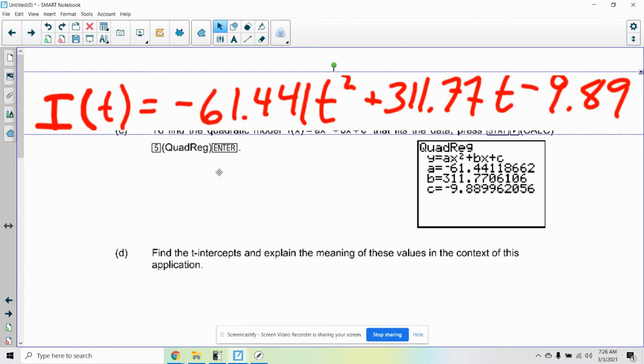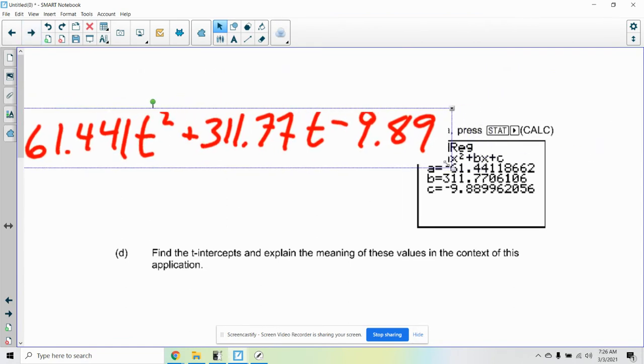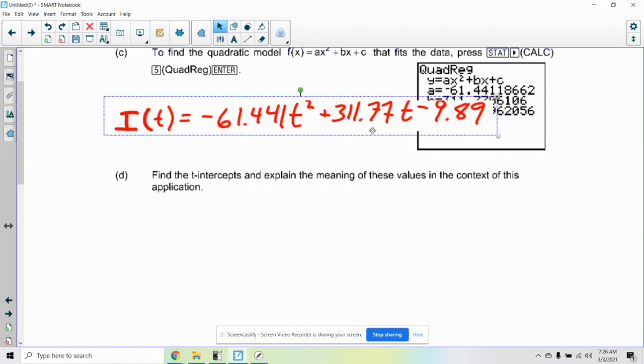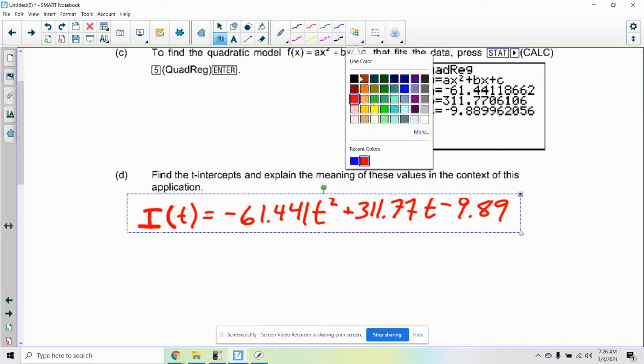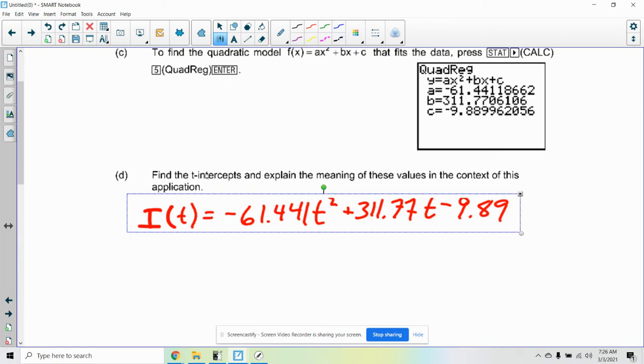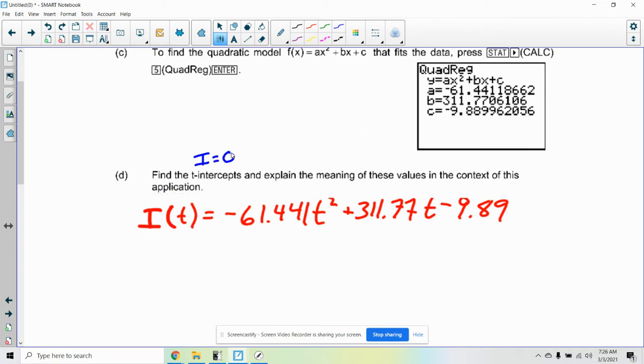All right. So here is our function that relates ibuprofen in the bloodstream to how many hours after you've taken it, and vice versa. And now we just want to figure out what are the t-intercepts. Remember, anytime you're looking for an intercept at all, that's going to be when the other variable equals 0. So I just want to plug in 0 for I. This whole thing's just going to become 0. And you'll see that I'm left with a quadratic equal to 0.